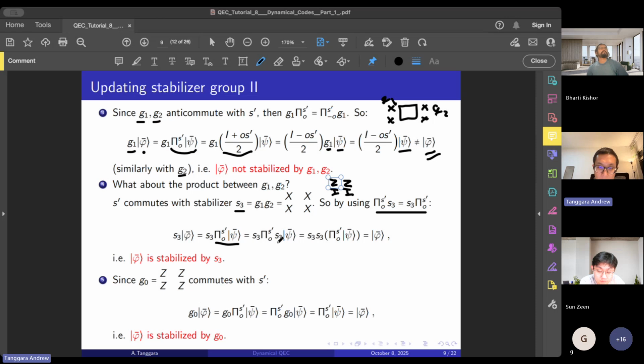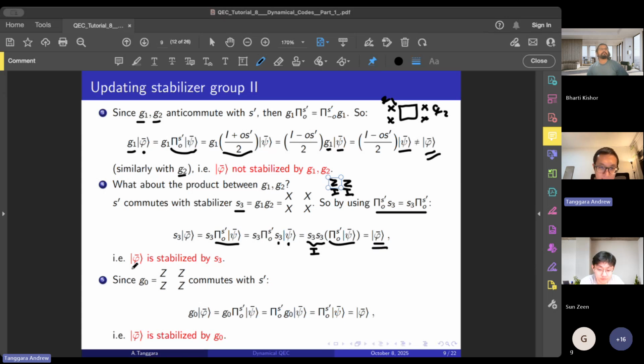And now I'm gonna pop in this S3, because you remember S3 is a stabilizer of this code state, right? So I can just put that there. And then because this S3 commutes with the projector, I move S3 to the other side. So this becomes the identity. And I'm left with this guy, which is just the new projected state.